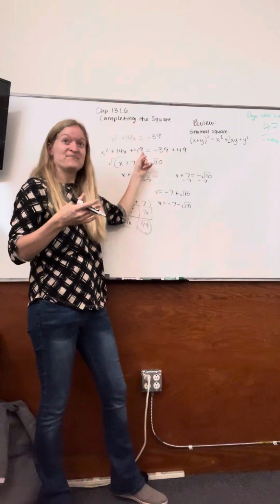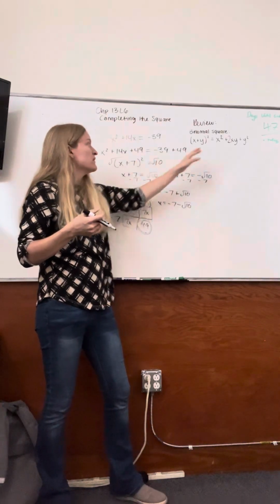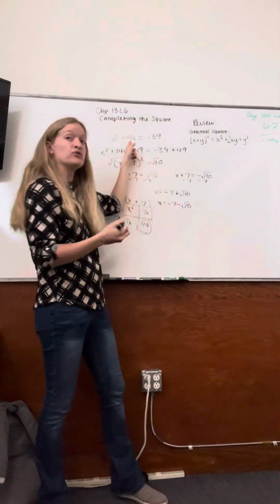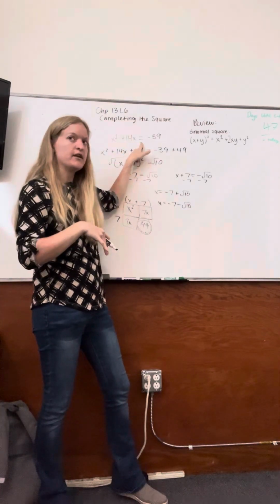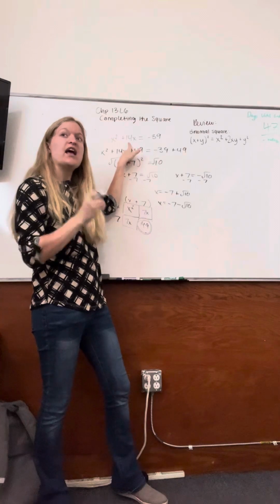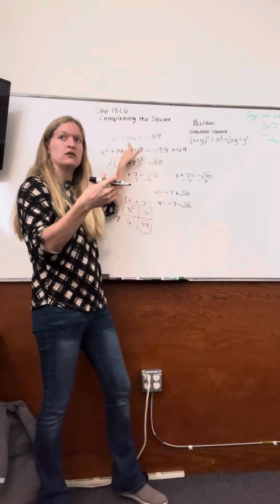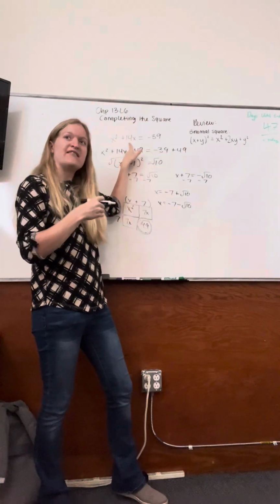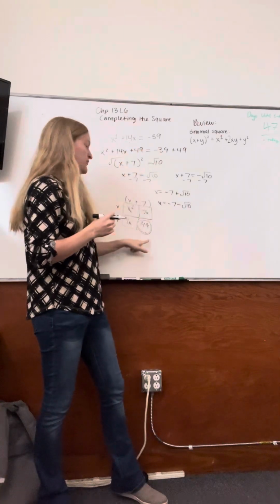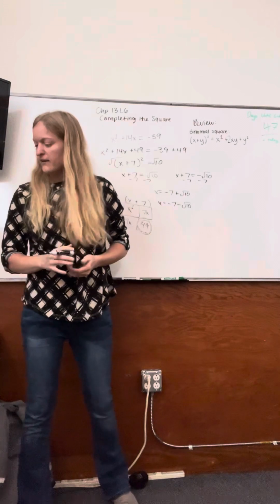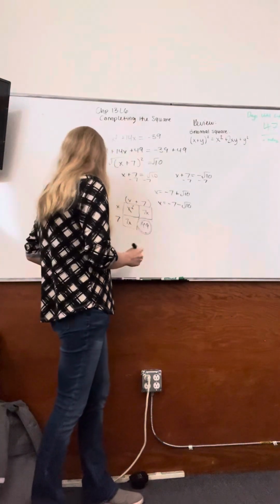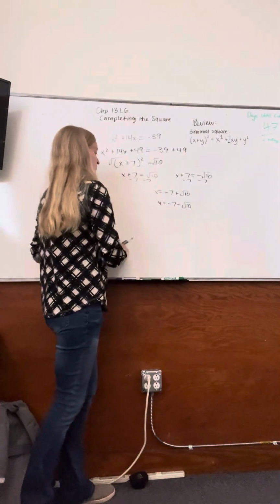You square it, right? So you cut the middle number in half, this coefficient, not the x, leave the x alone. Cut the 14 in half, and then square that answer. So 14 cut in half is 7. 7 times 7 is 49. That's the shortcut to get there. Let me just write that instruction.